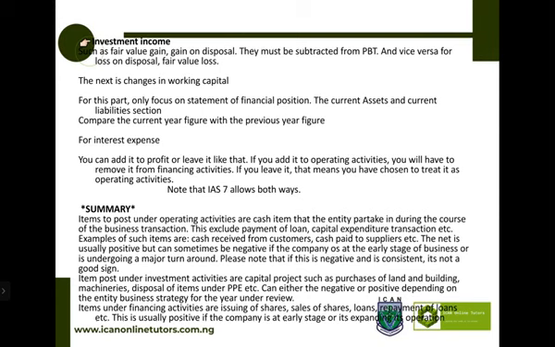Items to post under investing activities. Are you seeing it? Let me call this one 1. Let me call this one 2. Items to post under investing activities are capital projects, such as purchase of land and building, machinery, disposal of items under PPE, etc.